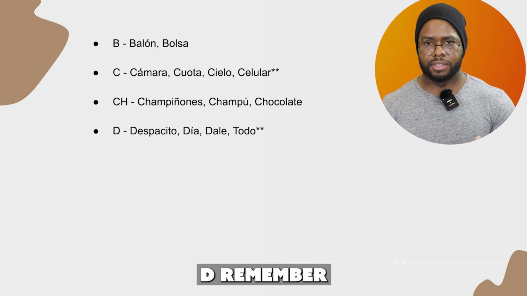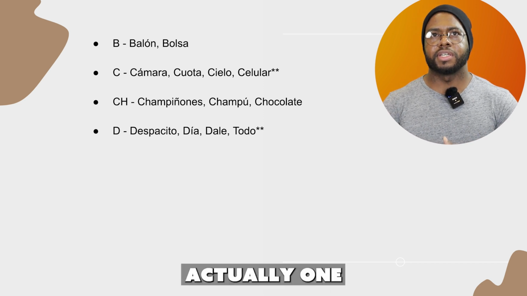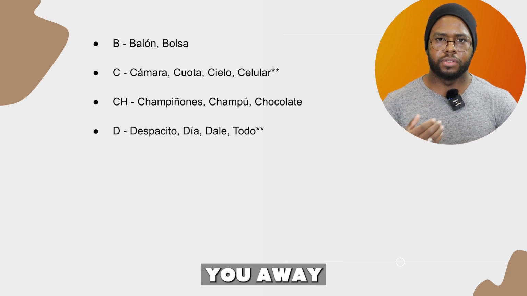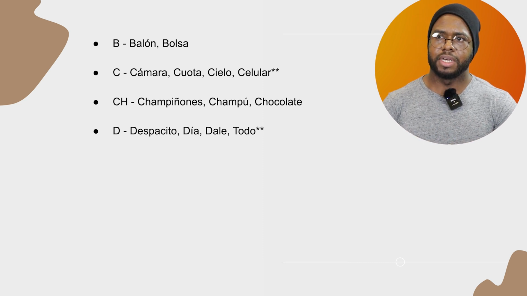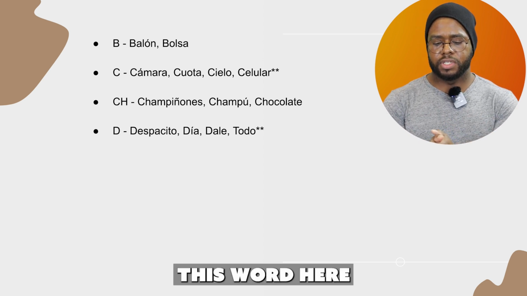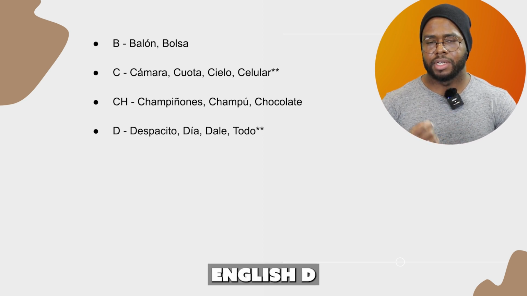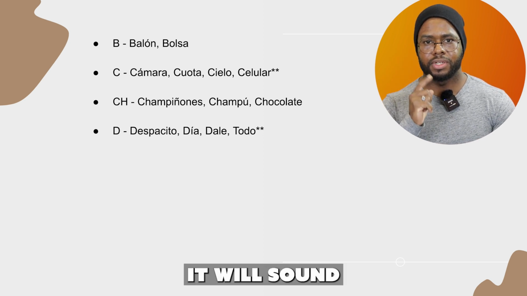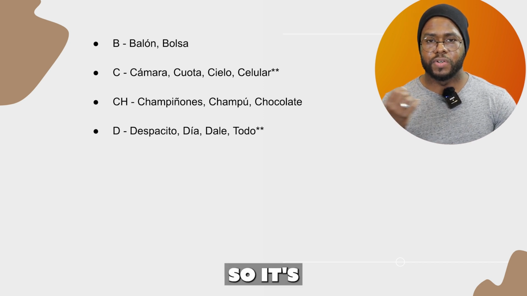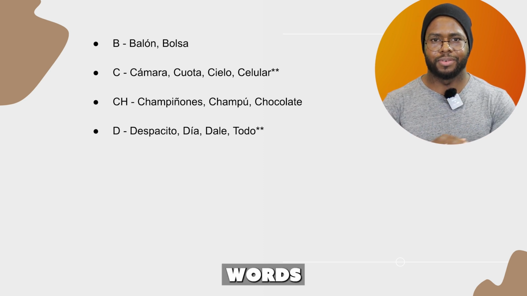We have de, remember your D is like a TH sound. And this letter is actually one of the most important letters in terms of the consonants that kind of gives you away when you're speaking to a Spanish speaker because it could be confusing. So if I say, for example, this word here, we have todo, but if I pronounce it with an English D to a Spanish R, it will sound like toro, T-O-R-O, which is a bull, right? So it's very important to pronounce your D's properly because toro and todo are 2 different words completely.